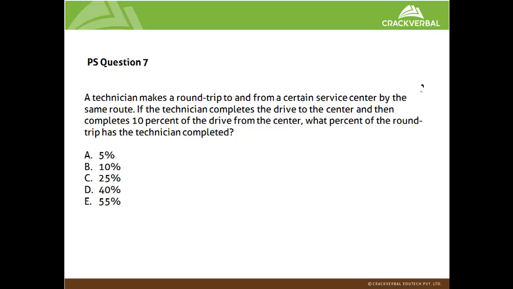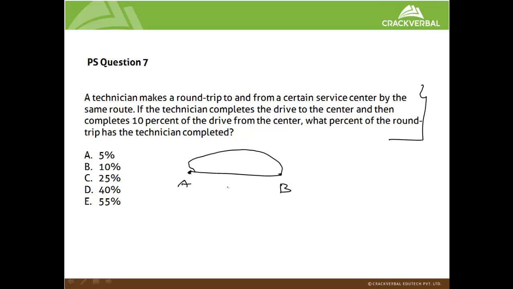Again, if you look at this question, students may end up getting confused and end up doing so many calculations, or end up doing it wrong. This is a very simple and straightforward question. Here the technician completes a drive to the center. He is going from one place to a center, and he does the round trip and comes back to the same place.